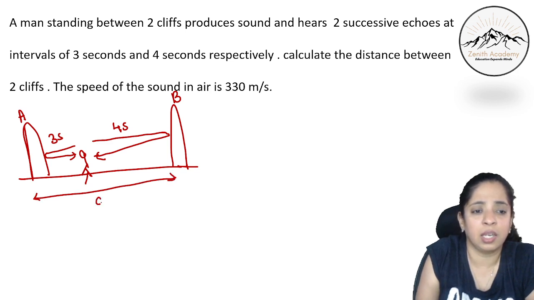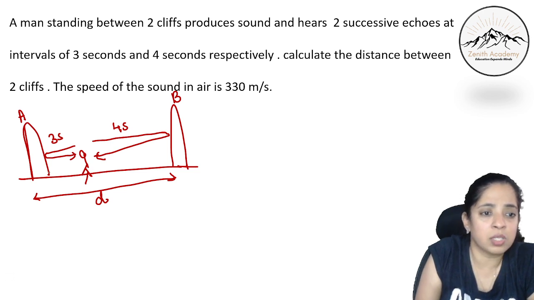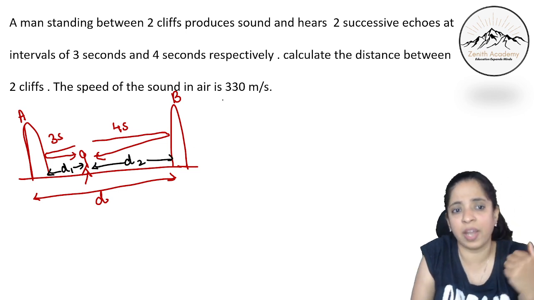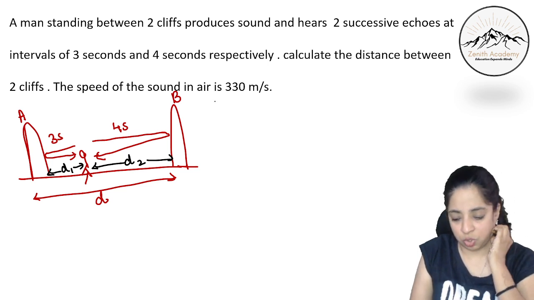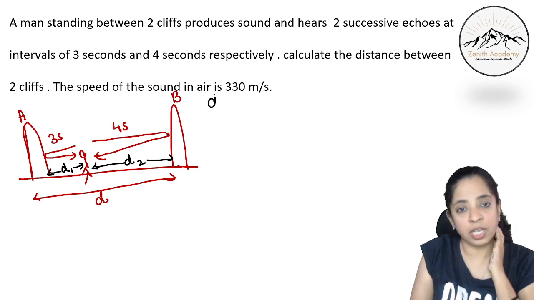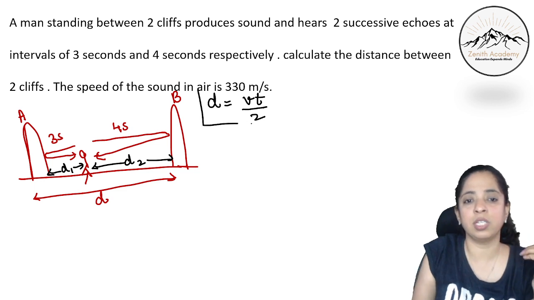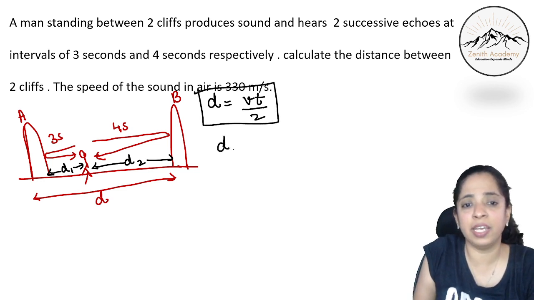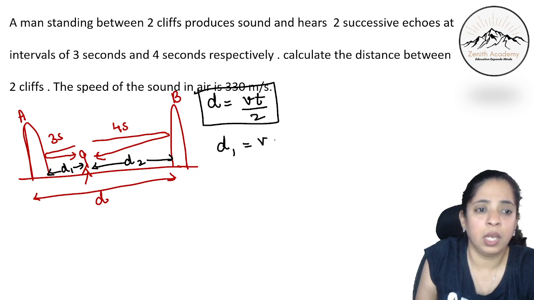We are asked to find the total distance. Right? So what you will do? Now suppose this distance is d1, this distance is d2. So d will be d1 plus d2. So let's find d1 first. Now we know the formula. Velocity is 2d by time. So d is equal to vt by 2. Right? We know this. So first we will find d1. So d1 will be velocity into time. Time is 3 seconds upon 2.